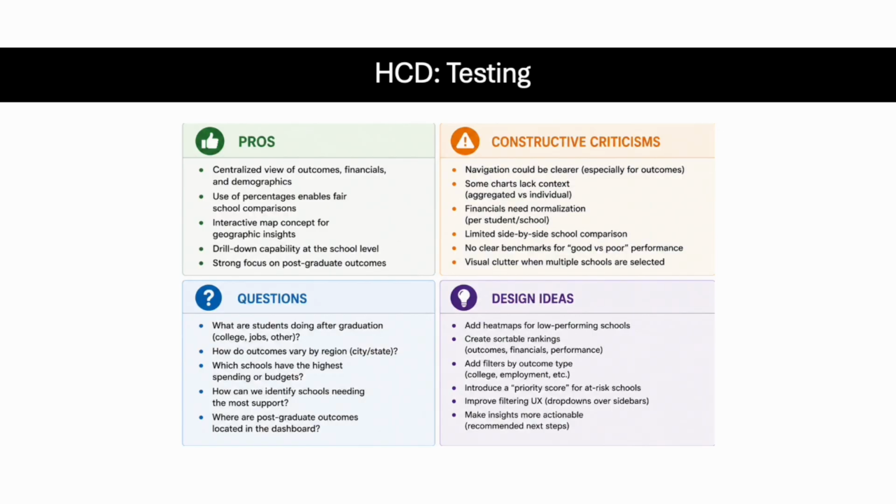So for college employment, possibly introduce a priority score for at-risk schools, maybe improve filtering UX with the drop down over sidebars, and make insights more actionable. So for instance, including recommended next steps.